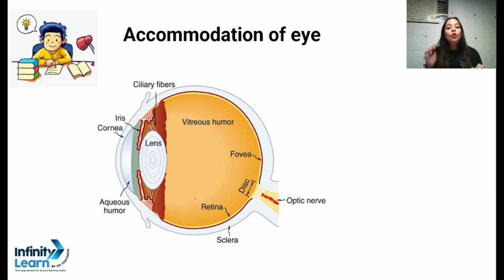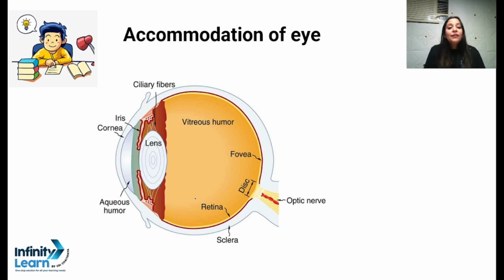So what do we mean by accommodation of an eye? See, when you wish to see something far off, or if you wish to see something nearby, we have to adjust our lens accordingly. Now why is this adjustment required? This adjustment is required so that an appropriate amount of rays enters your eye, so that the image formed on the retina is clear and can be easily detected by the brain. Right? We want the image to be very clear. It should not be blur. So for that, accommodation is very important.